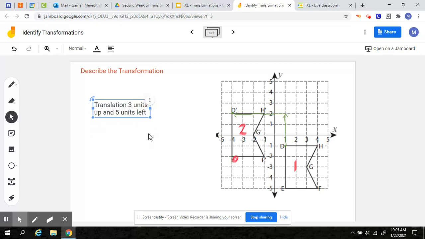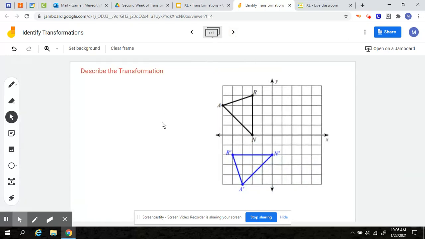Remember that the order does not matter. Instead, you could have said 5 units to the left and then 3 units up. You can also choose to do this with any of your points. If you got it backwards, so if you said down and to the right, that just means you did not accurately say which one was the pre-image. So remember, figure out which is your starting shape by looking for just the regular letters. They don't have the dash marks after them.